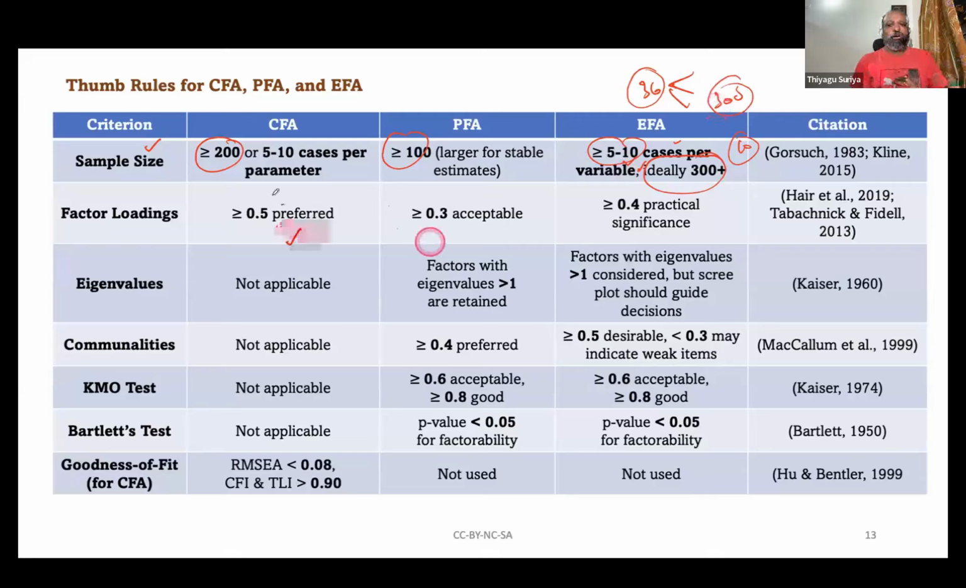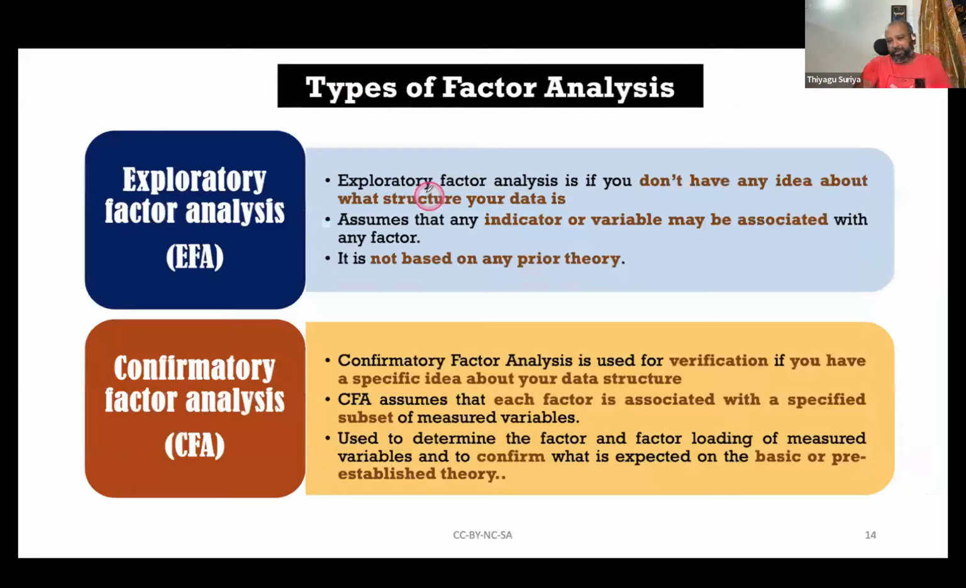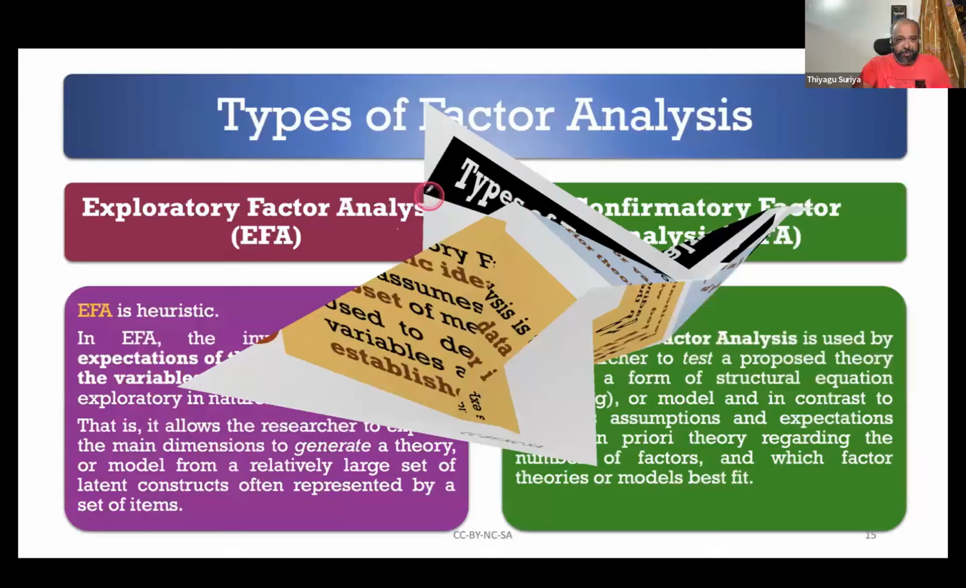And for the factor loading, 0.5 is always preferable in the CFA. Here 0.3 is okay, 0.4 is okay. This table you can take. I will give the reference later, and I'm going to check that.